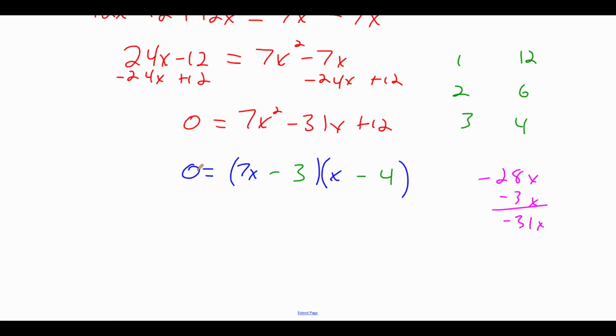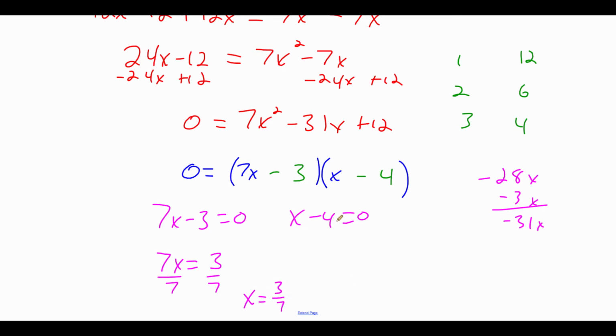factor set. Now because this is equal to 0, what we want to do is take each individual factor and set them equal to 0. So the 7x minus 3 equals 0, and the x minus 4 equals 0. On this one, the first thing I want to do is add that 3 over to the other side, so I get 7x equals 3. And then we divide that 7 over, so we get x equals 3/7.